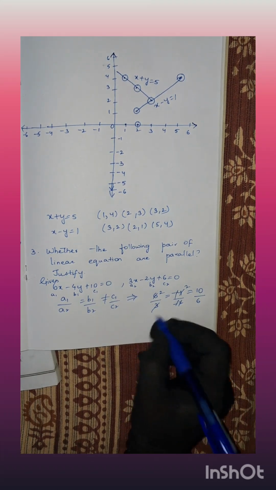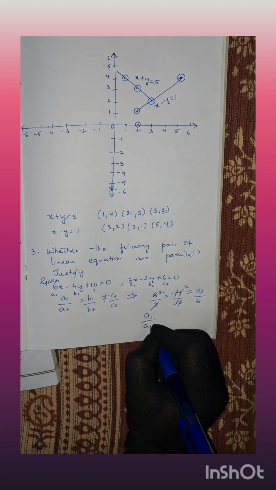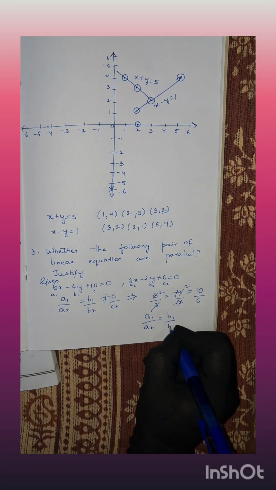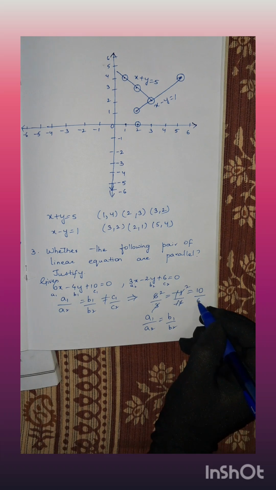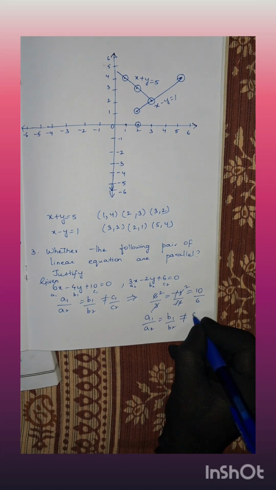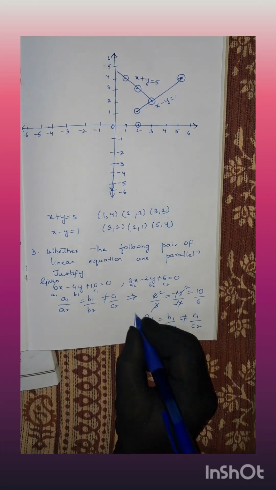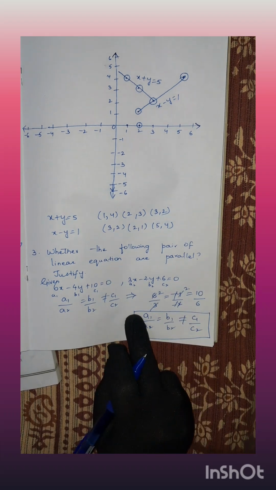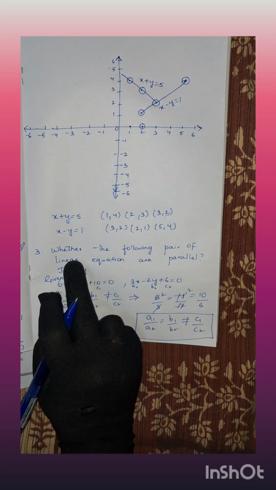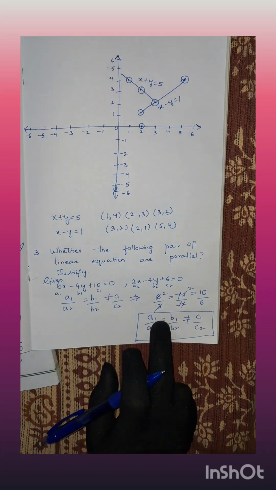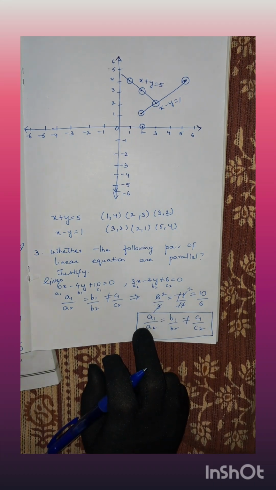It means A1 by A2 is equal to B1 by B2, right? Yes or no? It is true. But 10 by 6, is it equal? No, this is not equal to C1 by C2. So if we are getting this condition, it means that the given pair of linear equations are parallel. Okay, so hence it is proved. Let us move to the next question.